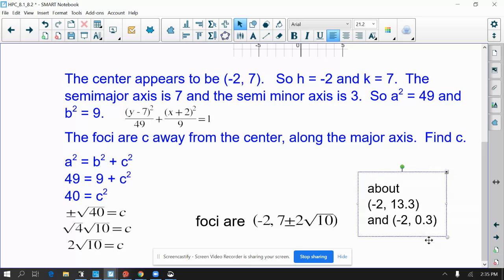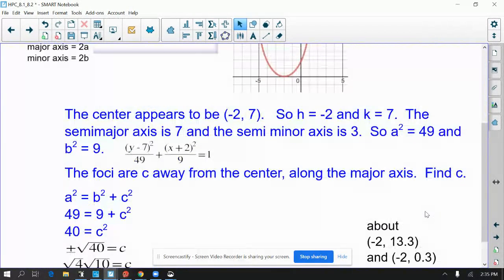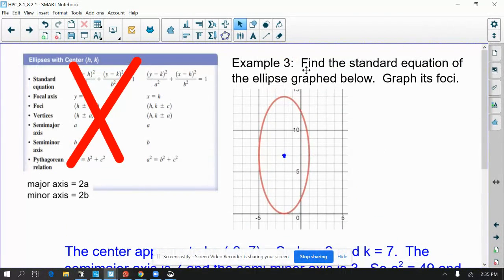These are my two foci, and I was asked to graph these. So I go back up here, -2, comma 13.3. Here's 10, 11, 12, 13.3, and then -2, 0.7. So here, these two blue dots are the foci. That's where I would put my two pins in to draw my ellipse.